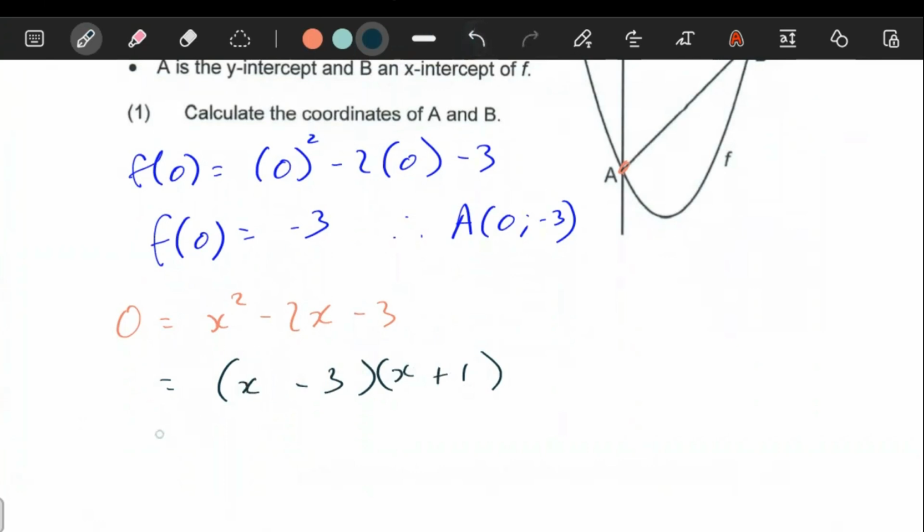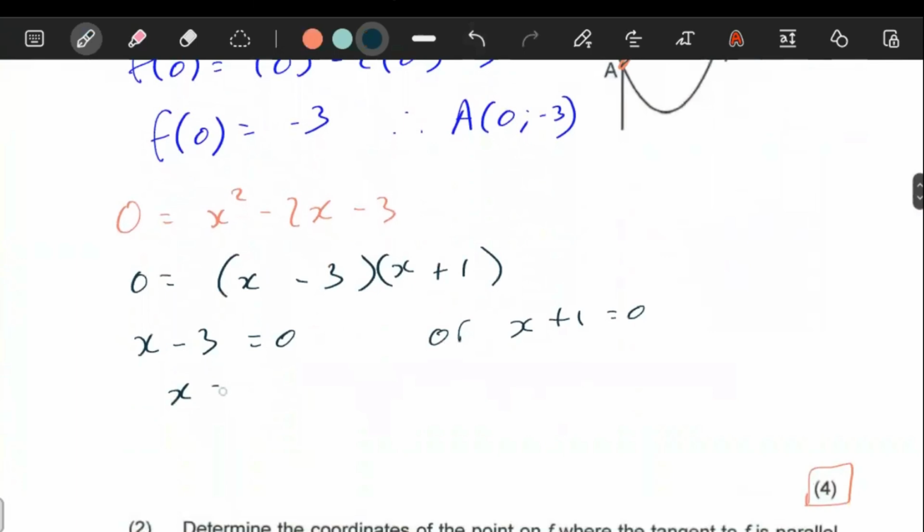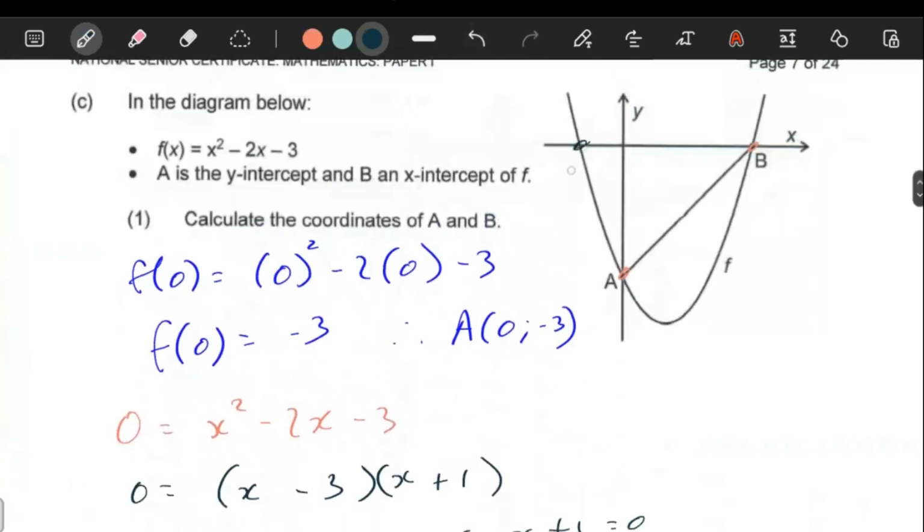So this makes sense, because now at least you can say x minus 3 is equal to 0, or x plus 1 is equal to 0, which makes sense because clearly visually it looks as though this is going to be a -1, this is going to be a +3.